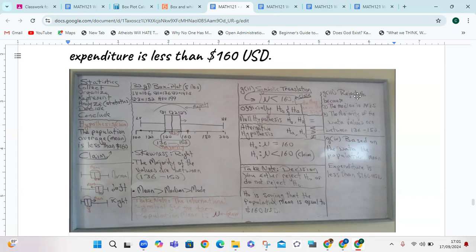We have rejected the null. The null has lost the debate. So the alternative has won. The alternative will be the conclusion, and you write it out in words. So you've got to translate it back to worded form.